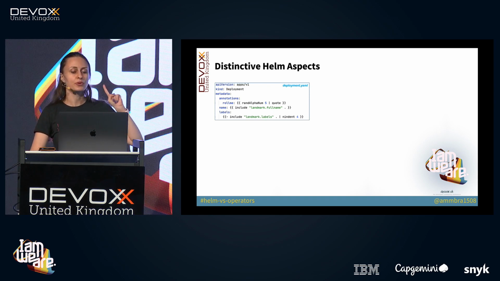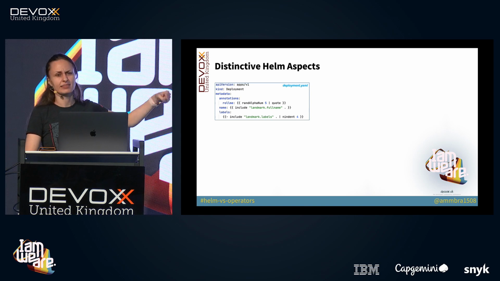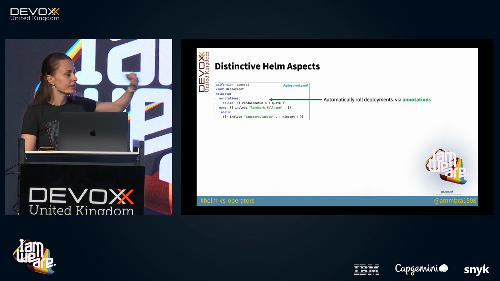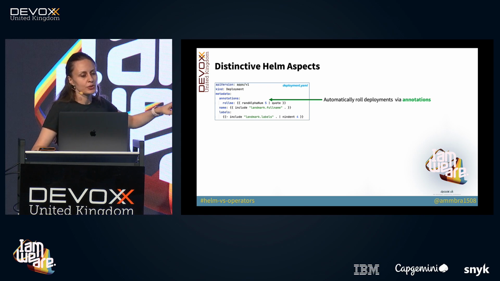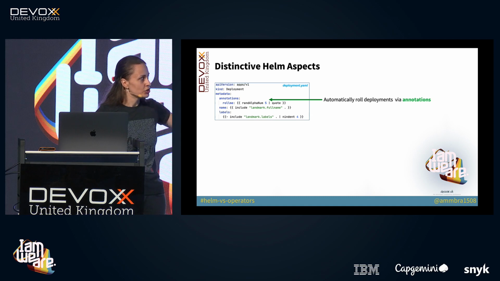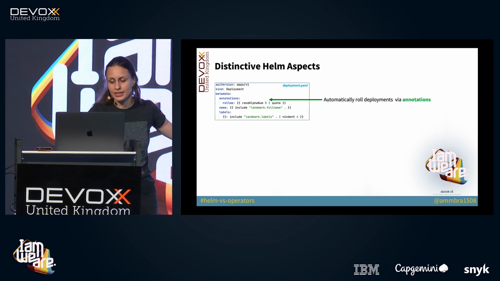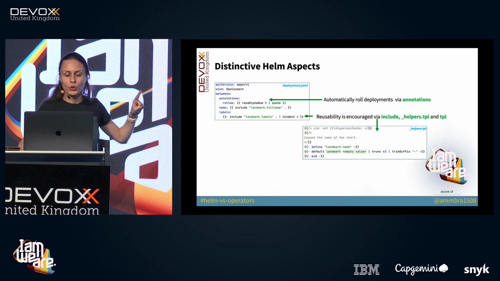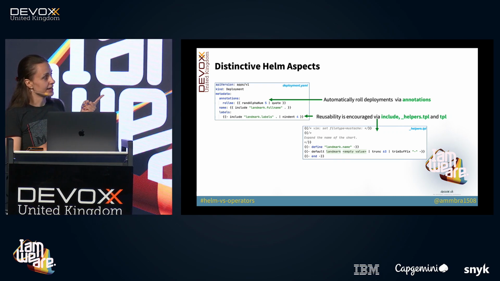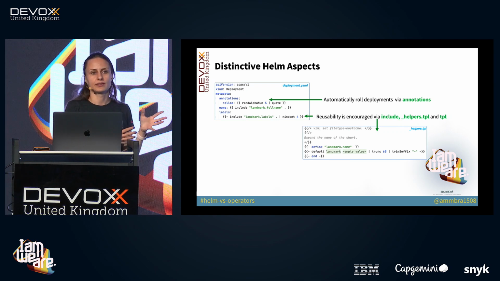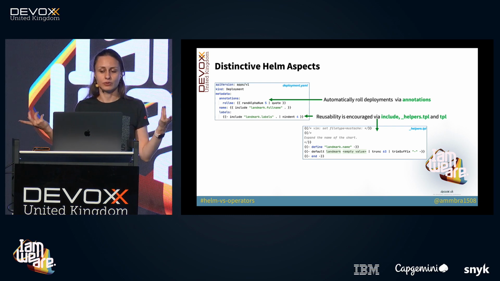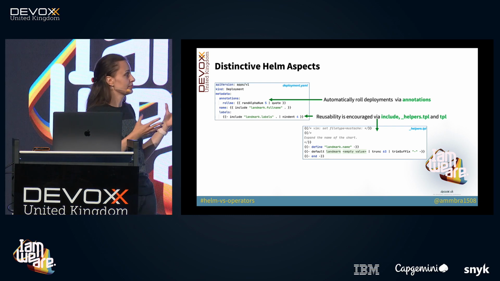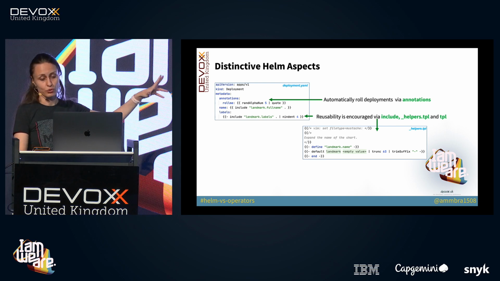So Helm can help you more than what I did, like installing the app. You can automatically roll deployments using annotations. So you can do this by the roll me annotation there, and you can automatically do that. Then what Helm is doing is encouraging to reuse things with include, with helpers _templates.tpl, and defining more templates at Go level, which is really great.